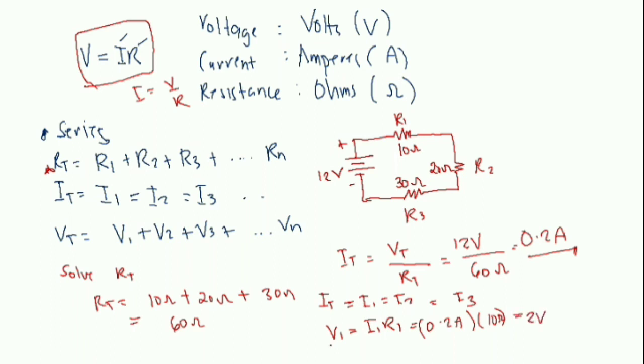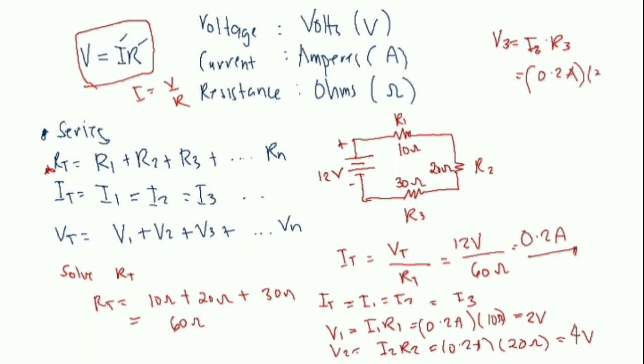Now we solve for V2. That's just I2 times R2, 0.2 amperes times the resistance of the second resistor, 20 ohms, and we will get 4 volts. For V3, that is just I3 times R3, 0.2 amperes times 30 ohms. So we will get 6 volts.